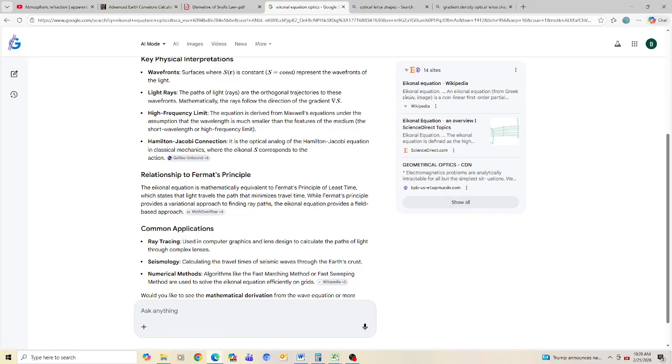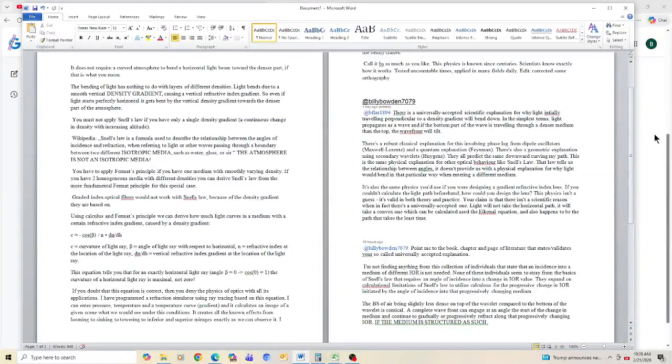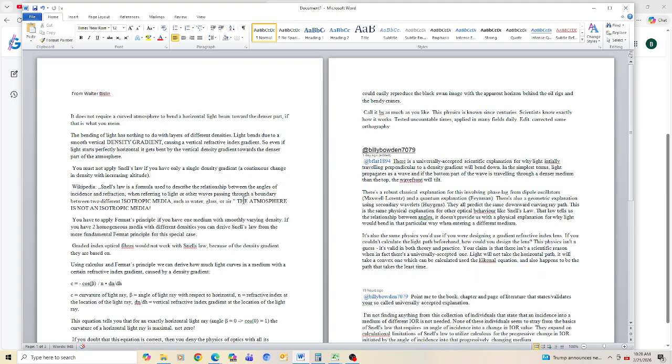I'm going to bring up a Word document here which covers some of the individuals I've been having the latter conversations with. And yes, I am engaging Walter Bislin in conversation. Walter wrote, "It does not require a curved atmosphere to bend horizontal light beams toward the denser part, if that is what you mean." I've never mentioned anything about a curved atmosphere.